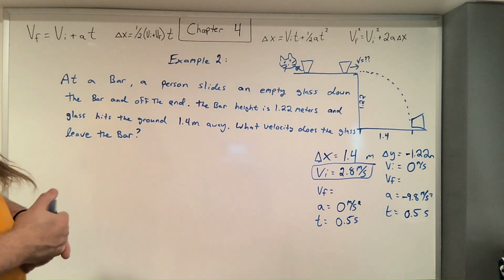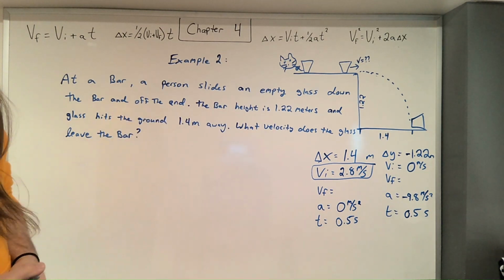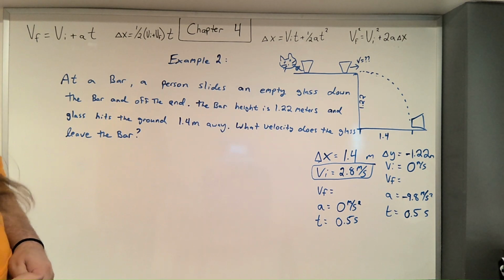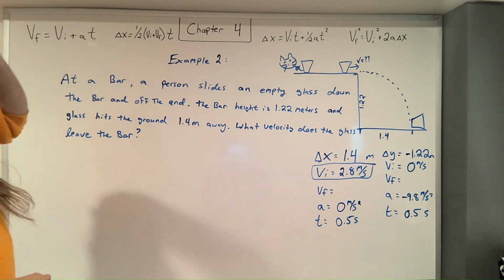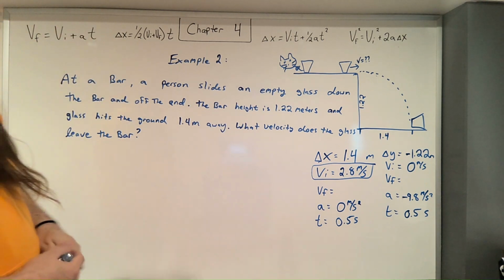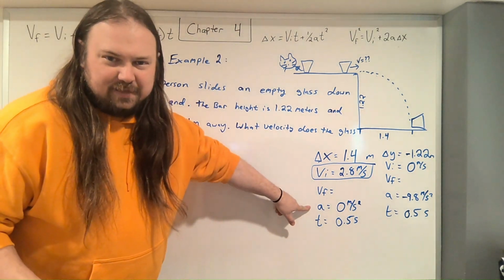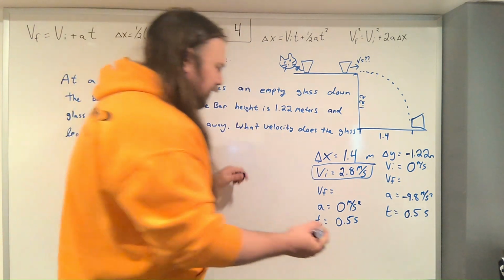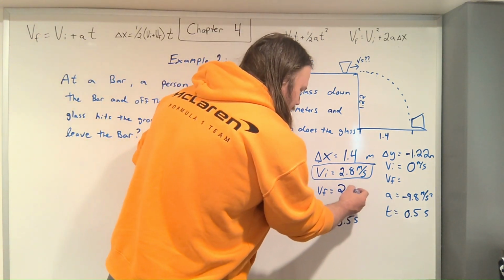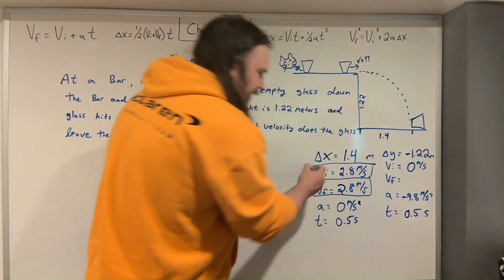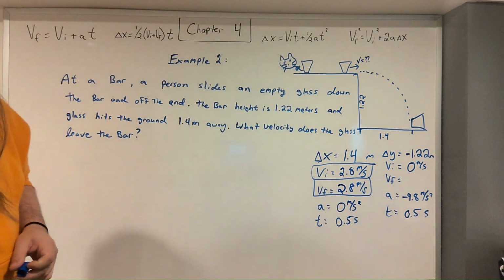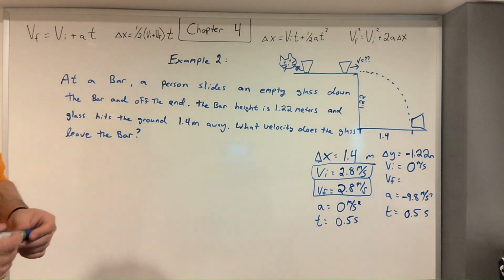Well, for x, it's very easy, right? And why is that? Well, you could grab one of the equations and run it through and get a final velocity. But what you realize is a is 0. You have no acceleration in the x. Your final velocity will be the exact same as your initial velocity every time you have no acceleration. So that part's nice and easy.